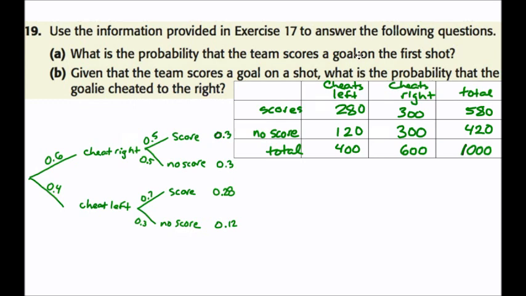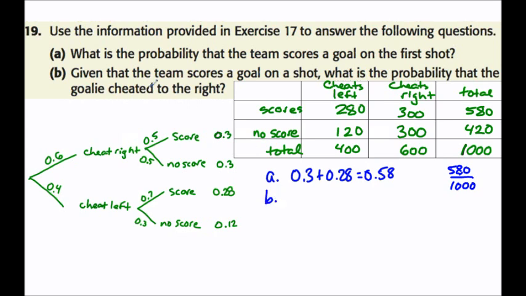Well, if we're using the tree diagram, we need to consider both places they score. They scored here and they scored here. So for part A, we would be adding up 0.3 plus 0.28, or 58%. If we're using our tree diagram, scores on the first shot, I just have to look at all the places where they score. So 580 out of 1,000, that's going to work out to the same thing, right? 580 out of 1,000. So they both are kind of handy once you see how they relate to each other.